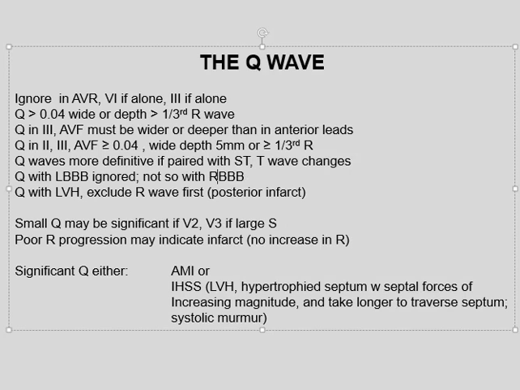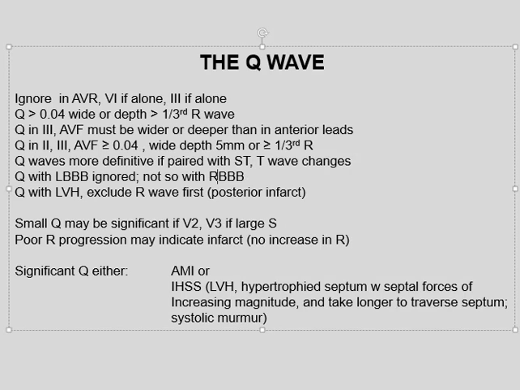And a significant Q wave can be indicative of either an acute myocardial infarction, as we saw in a previous slide, or idiopathic hypertrophic subaortic stenosis. And there you have to consider that it's due to left ventricular hypertrophy or a hypertrophied septum with septal forces of increasing magnitude take longer to traverse the septum, and that is often accompanied by a systolic murmur.